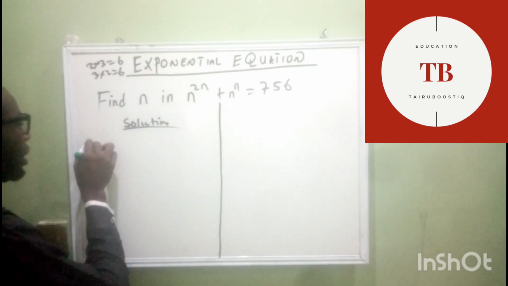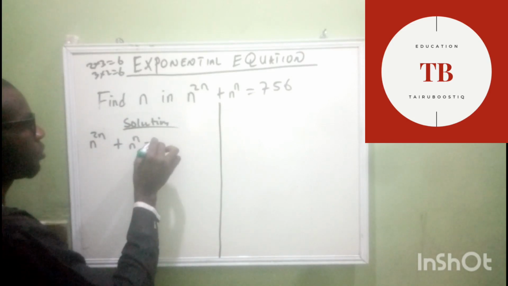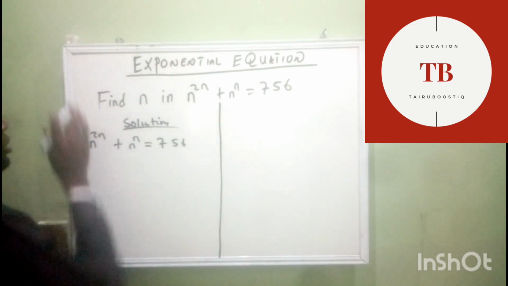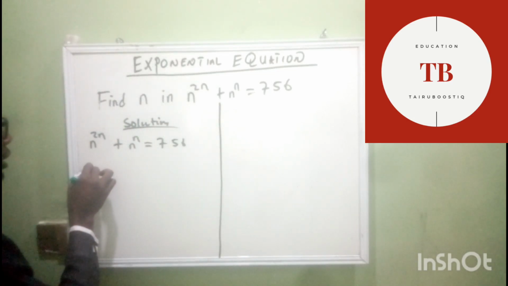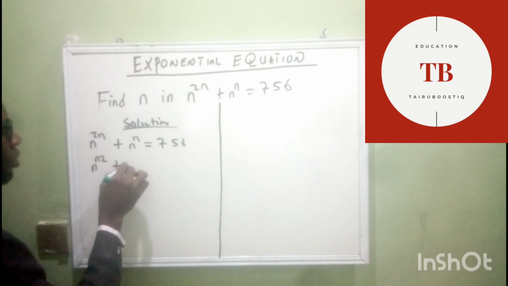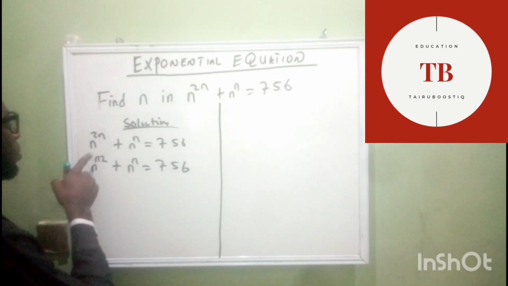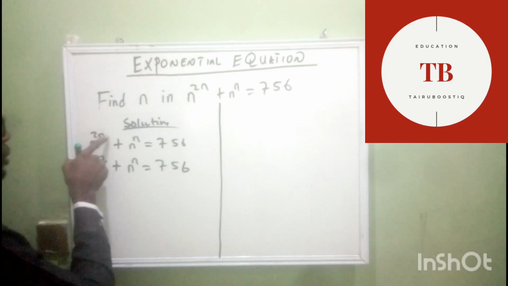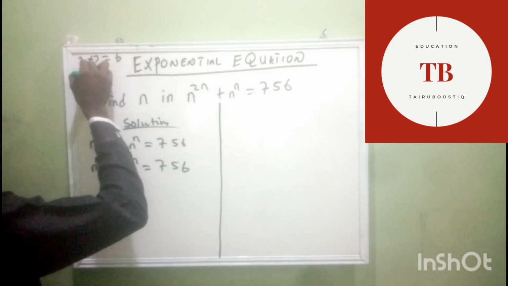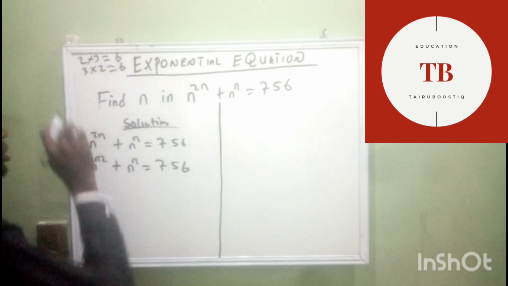So the question is: n raised to power 2n plus n raised to power n is equal to 756. It means that we can also write this as n raised to power n squared plus n squared is equal to 756. Why did I change 2n to n2? In mathematics, 3 times 2 is 6 and 2 times 3 is 6.